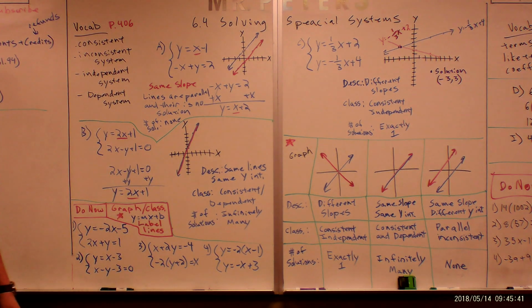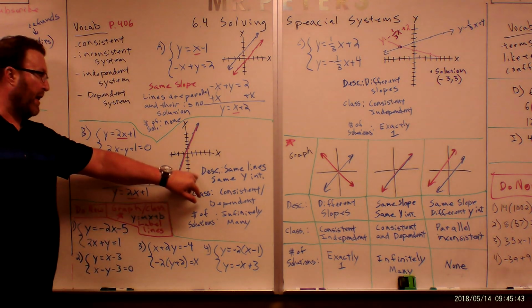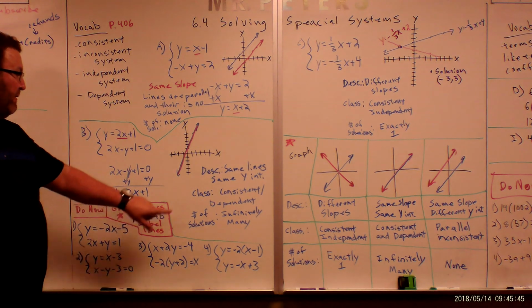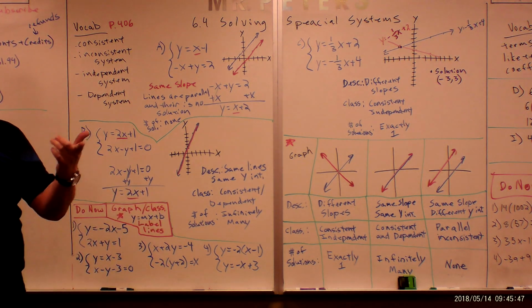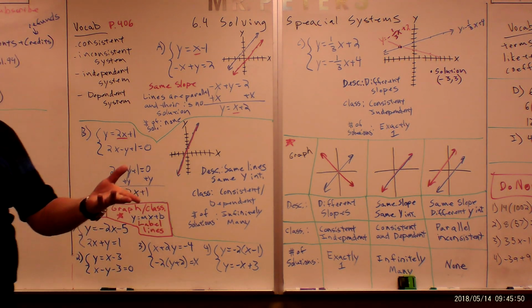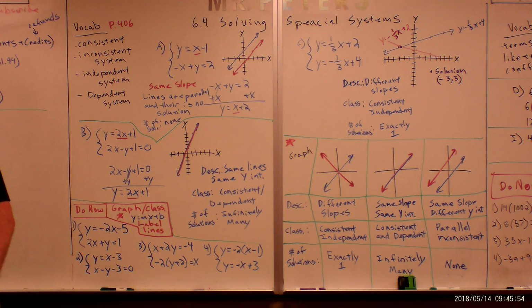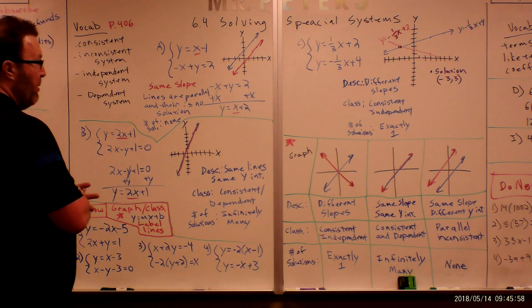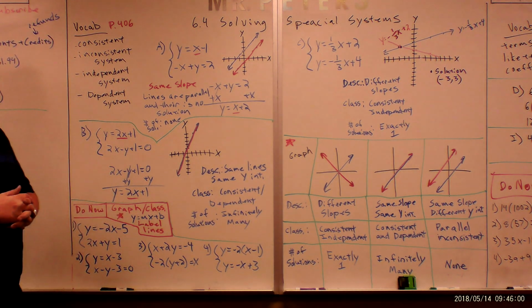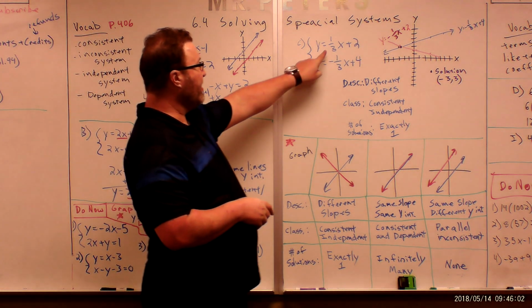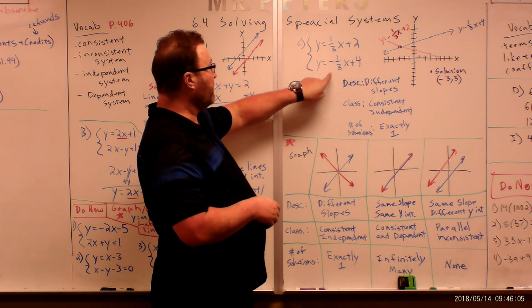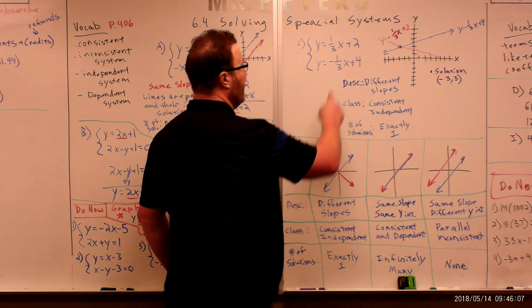Okay, any questions? So just like you're doing now, you're going to write description. That's describing the line. Classification. Classification is consistent or dependent, or independent, inconsistent. Okay? And then number of solutions. How many times they cross? How many shared ordered pairs do they have? Are we good so far? Okay, let's go to the next one. Is this one in slope form? Yes. Yeah, so we're going to go graph these out.